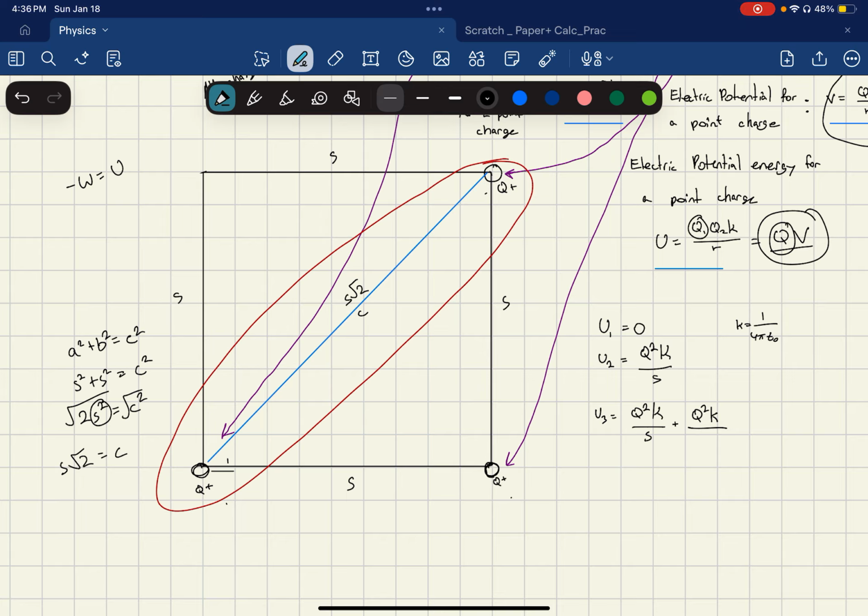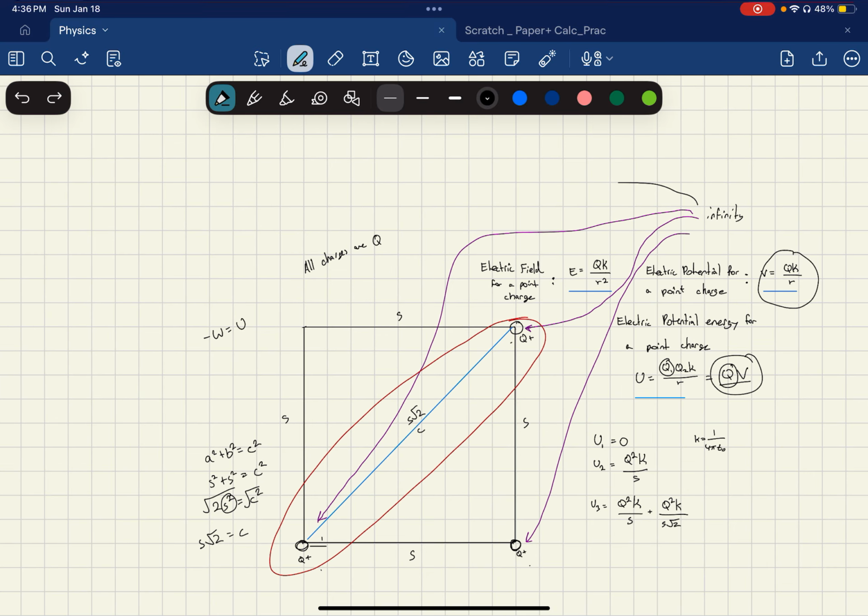So now we found the distance is going to be s root 2. So now we have found the electric potential energy of this third charge, or the electric potential energy that was added to the system when I brought this third charge over. Okay, so now we have to do the fourth charge. I'm going to, again, bring another charge all the way from infinity to here.